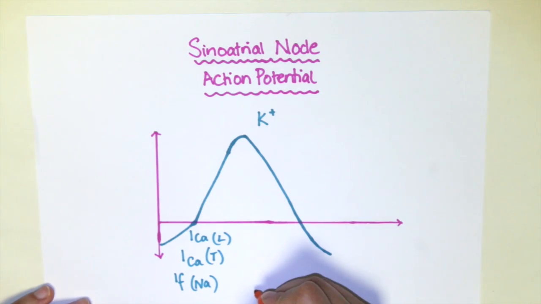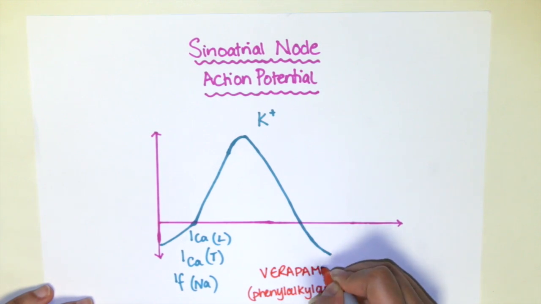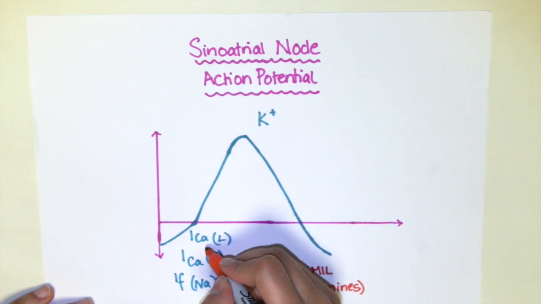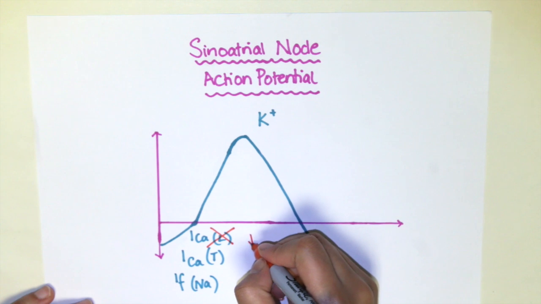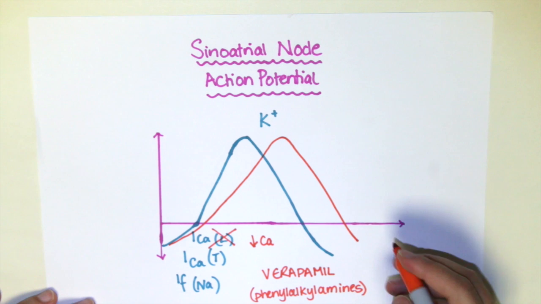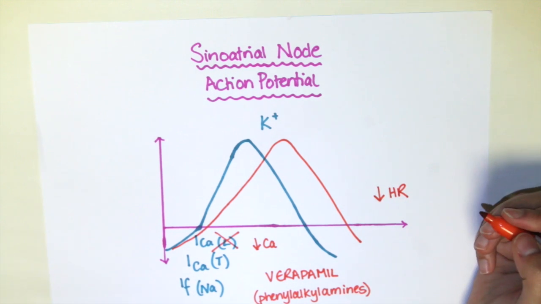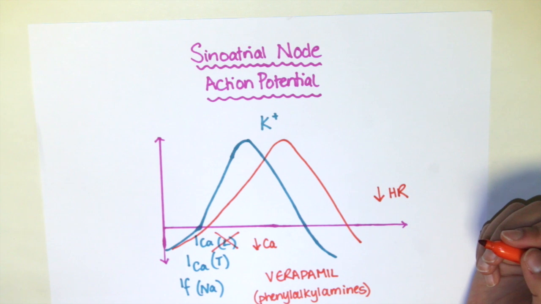Verapamil comes from a class of drugs called phenylalkylamines, and it works by blocking the long-type calcium channels in the SA node cells. If this is blocked, there will be less calcium entering the cell, slowing down the rate of action potential, and therefore slowing down the heart rate, which is of course what we want in a tachyarrhythmia.